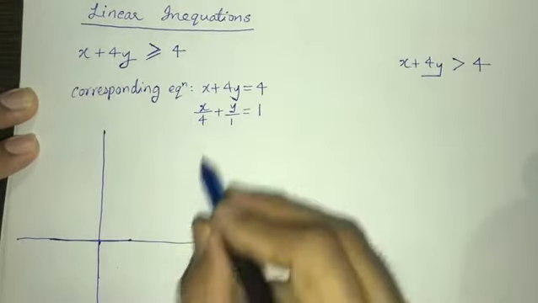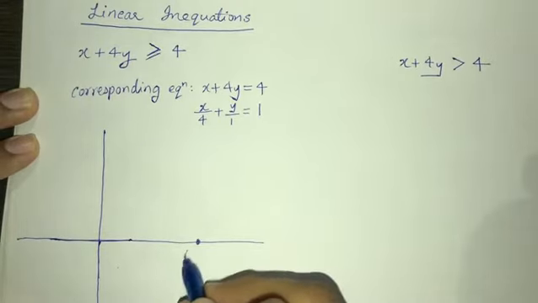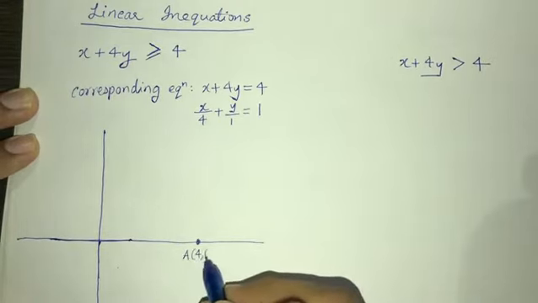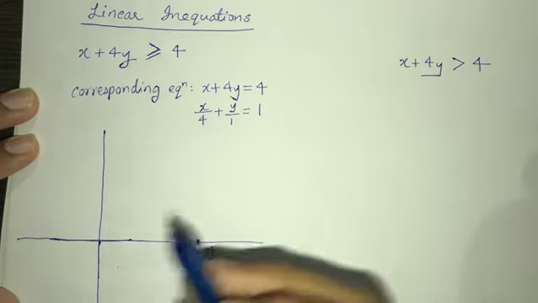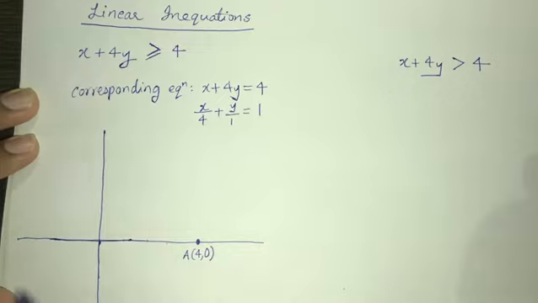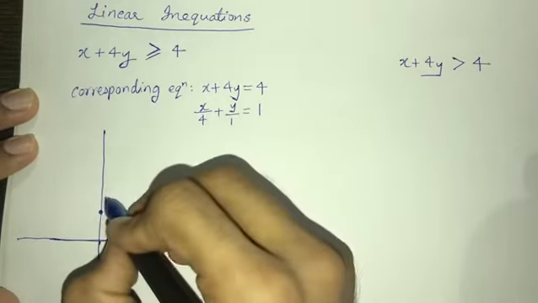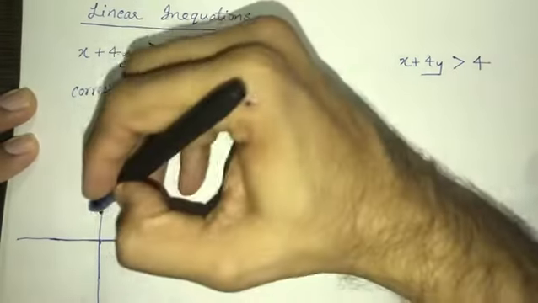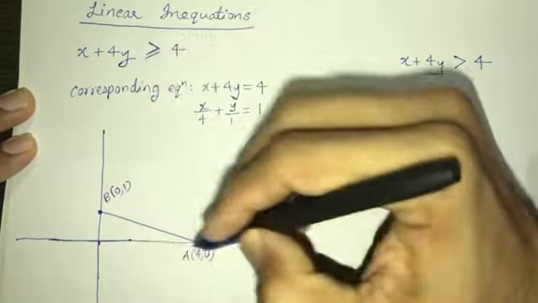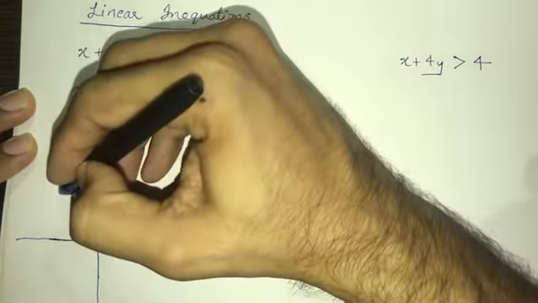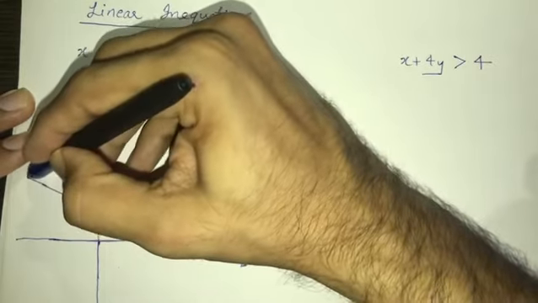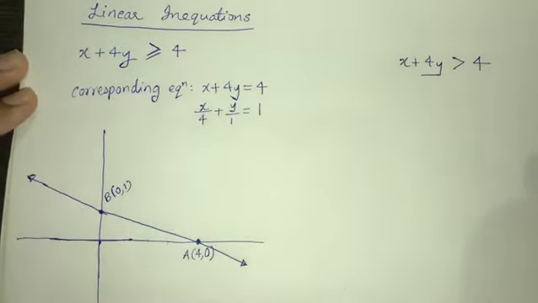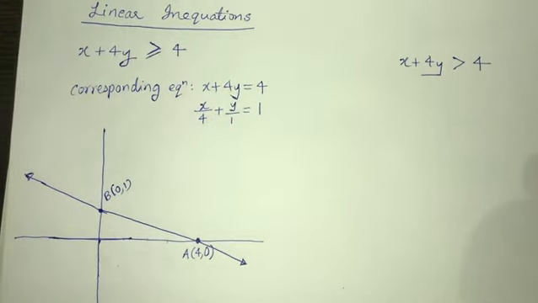What will be the x-intercept? Sorry, it is 4, 0. Counting 1, 2, 3, 4, and at 1 unit we have the y-intercept 0, 1. There is going to be a straight line connecting these two points. A linear equation will always represent a straight line. Joining the two points A 4, 0 and B 0, 1, we get a straight line.